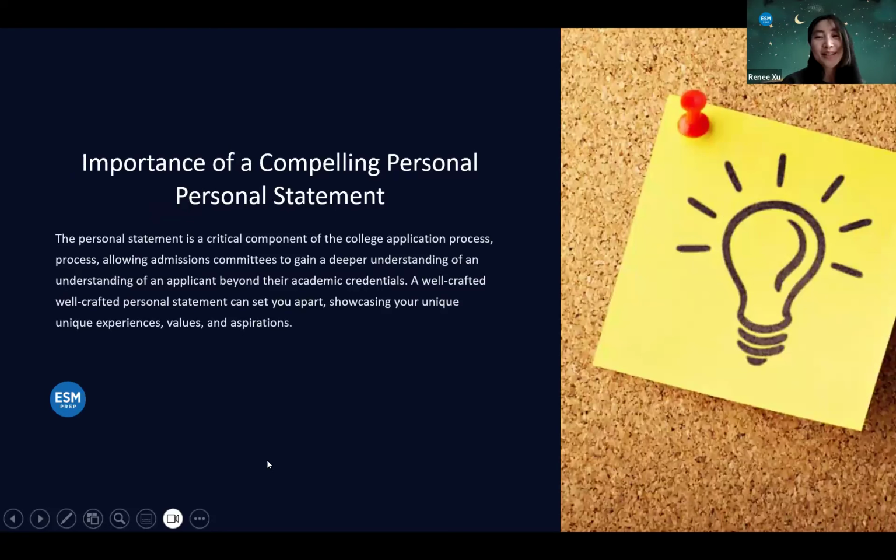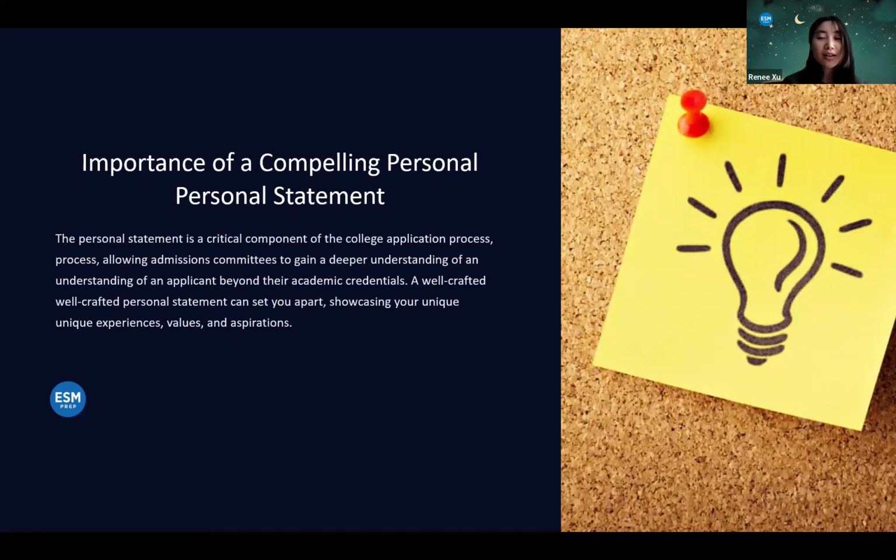So I'm Renee. I am the director of essay coaches at ESM, and the personal statement is a critical component of the college application process because it allows the committees to gain a deeper understanding of the student beyond their academic credentials. So a well-crafted personal statement can help set you apart and showcase your uniqueness.